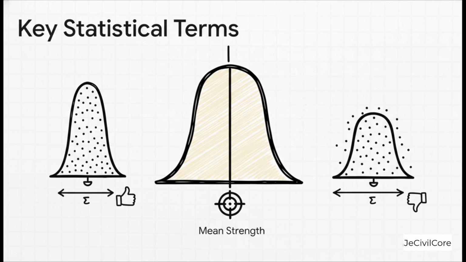But the most crucial term for us, the one that tells us about quality, is the standard deviation, which we call sigma. This number tells you how spread out your test results are. A small sigma means all your results are clustered really tightly around the average. That makes a tall, skinny bell curve, and it's a sign of excellent, consistent quality control. A large sigma means your results are all over the place. That gives you a short, wide curve, and it's a huge red flag for poor quality control.